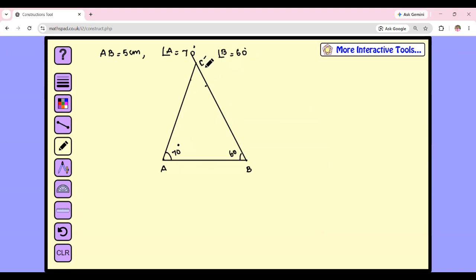ABC triangle is constructed. Now we have to draw the circumcircle. For drawing the circumcircle, I have to find out the circumcenter. For finding the circumcenter, I have to draw the perpendicular bisector of AB, BC, and AC. We already learned how to draw the perpendicular bisector. So I am going to draw it first for AB.